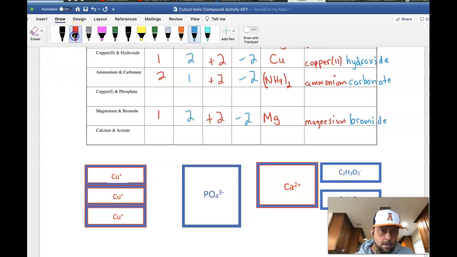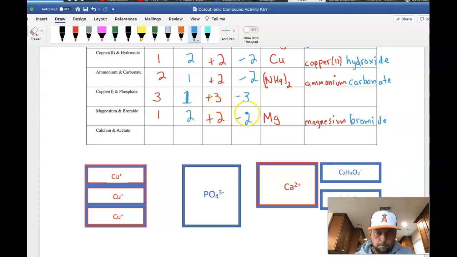For the copper 1, in order to match this up, it looks like I have 3 of these copper 1 ions, so I'm going to put a 3 right here. And I have 1 phosphate ion. And that gives the same height. So 1 phosphate for the 3 copper ions, because the charges balance out. The total charge of those 3 coppers is going to be +3, and the total charge of the phosphate is, of course, -3. That's one of the ions you need to memorize.